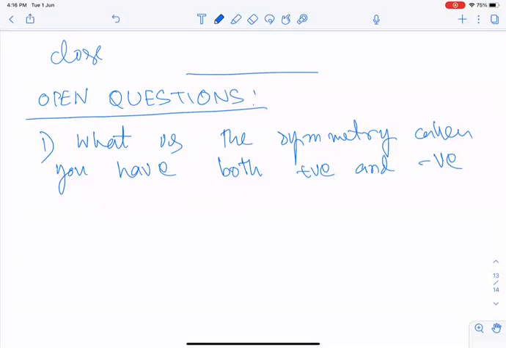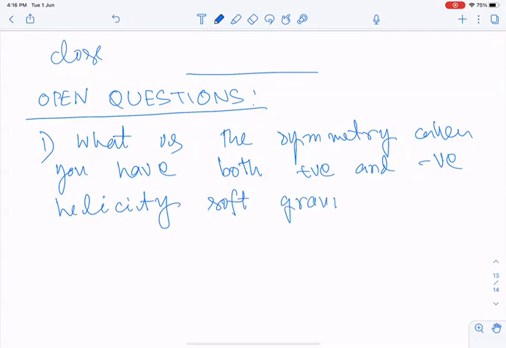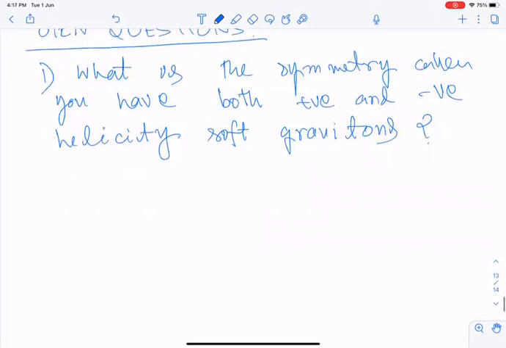So that needs to be worked out. It's not a question of just working it out, but you also have to understand these things. So there are certainly both positive and negative helicity soft gravitons. This is one of the things to do.